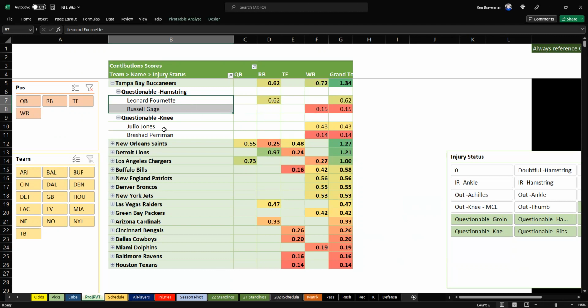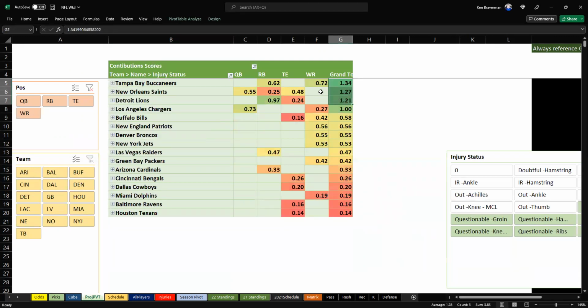But it's interesting to see, like, Julio Jones. Is he going to be running today? Is he going to be hurting himself the first time he tries to go catch the ball because he's got a knee problem? It's interesting to look at what the injury is, and also to sum up the number of players that are listed as questionable here. Tampa Bay has a ton of them.